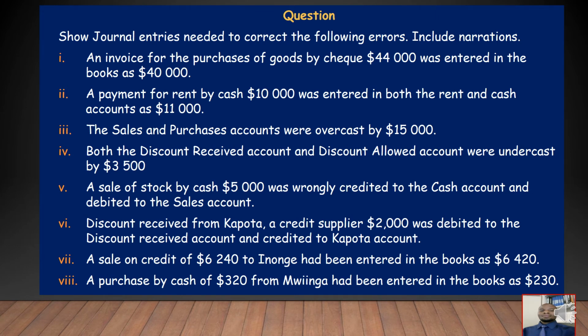In this question, we are now paying attention to part 5. It says, a sale of stock by cash $5,000 was wrongly credited to the cash account and debited to the sales account. Let's see how this error was made in the ledger accounts.